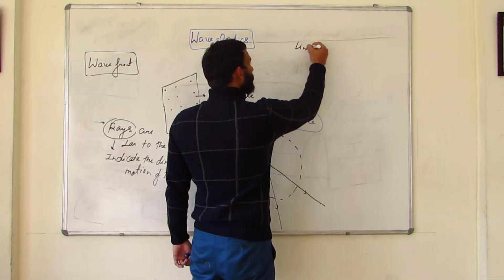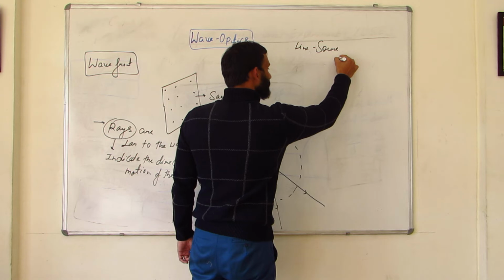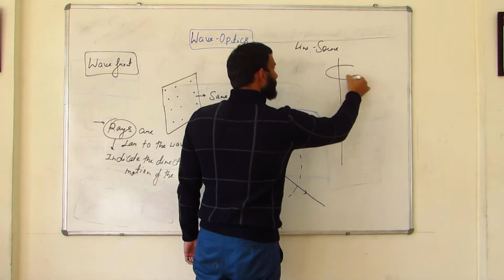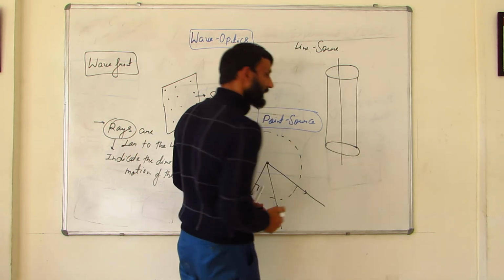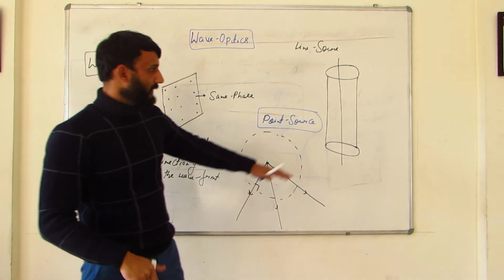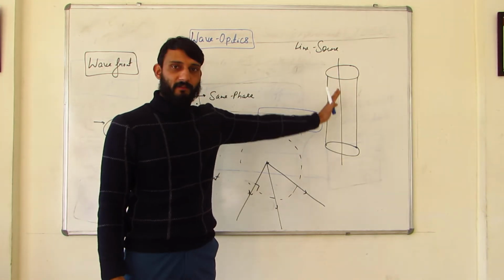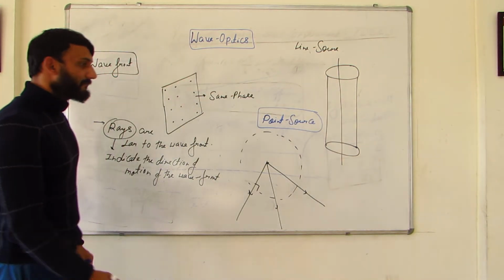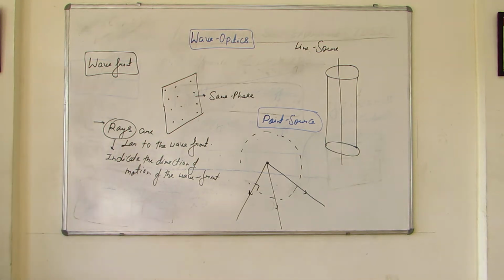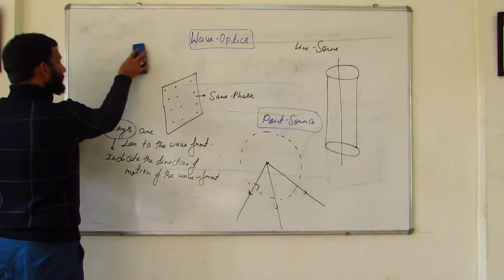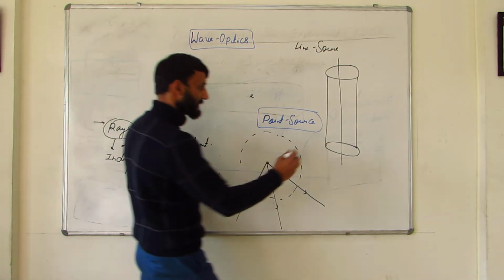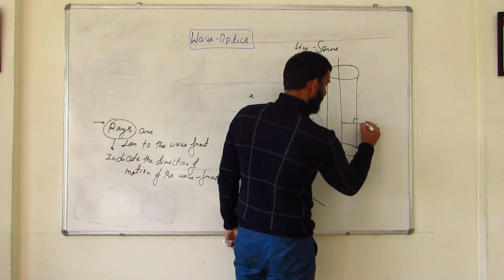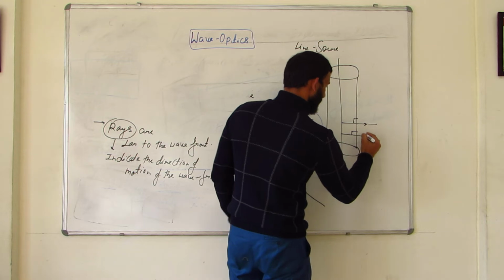If you have a line source like this, the wavefront would be cylindrical. If you have a line source, the wavefront will be a cylindrical wavefront. And if you have a light source which is at infinity, then the wavefront would be planes, and here also the rays would be perpendicular. These are the rays which would be perpendicular.